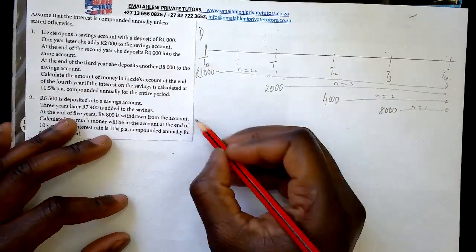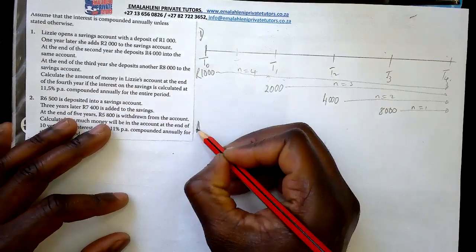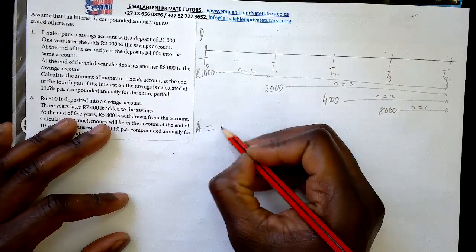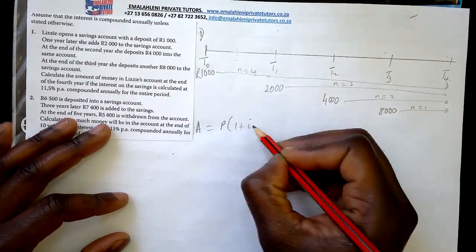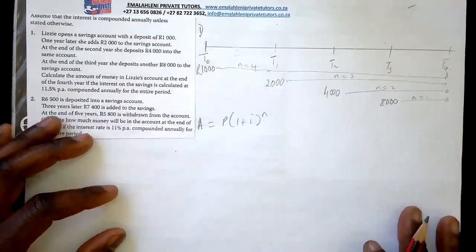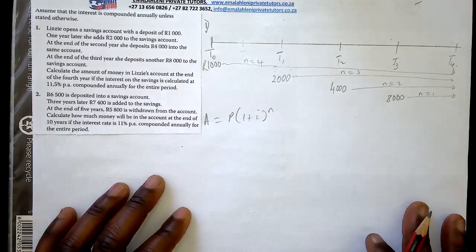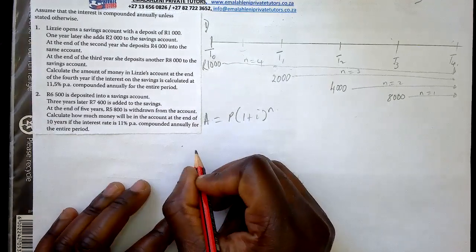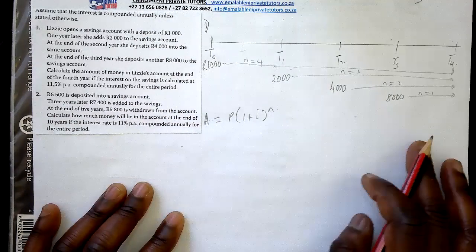What is the total now? So total here, accumulated amount, we are using what? A is equals to P(1 plus i) to the power of N. Then now, when you're putting it, to have more space, I think it's going to fit here. Let's see.